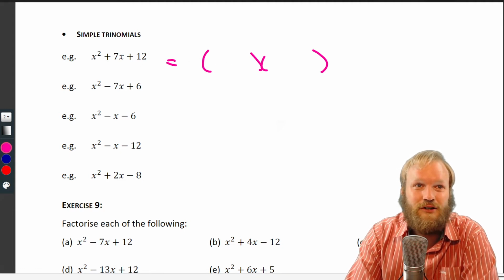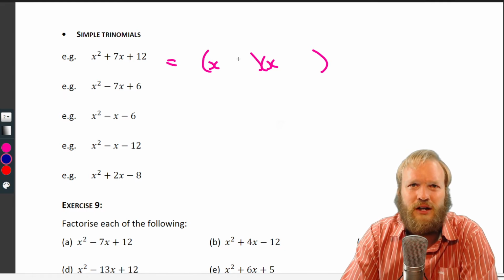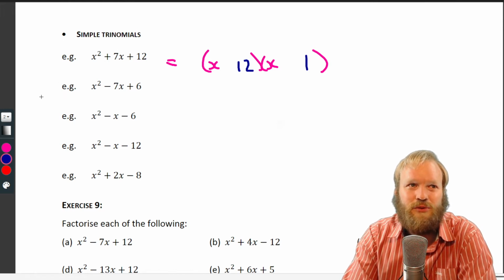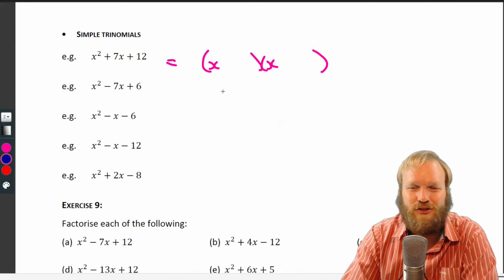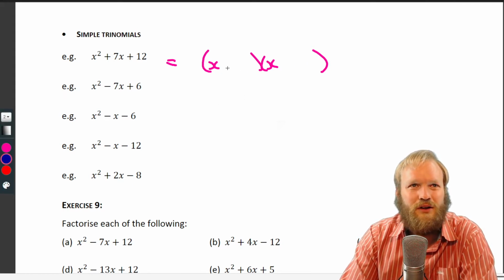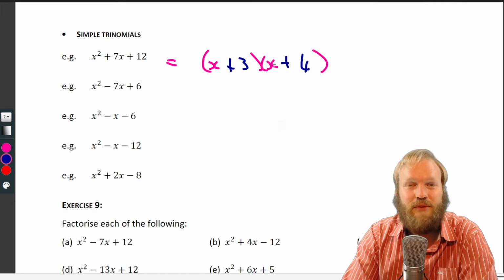And to get this first term, for these simple trinomials, x times x is going to give us x squared. And then we're like, cool, well, factors of 12. So we could have things like 12 and 1. 12 times 1 gives us 12. But we want to combine this in such a way that we get 7x in the middle. So the way that I think is useful to do this is, it kind of looks like everything's positive. 3 and 4 looks like they add up to give 7. And we're like, plus 3 plus 4.